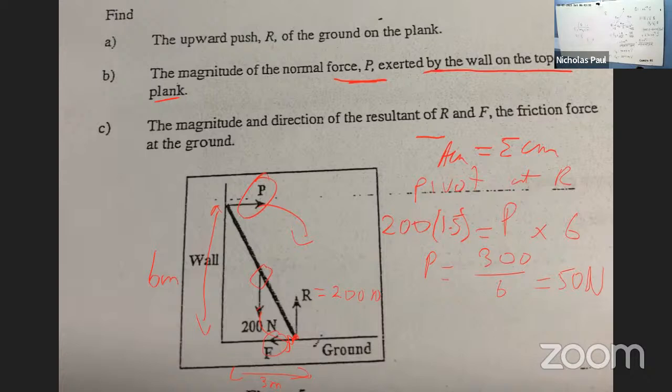They want the magnitude and direction of the resultant of R and F. We know F and we know R.